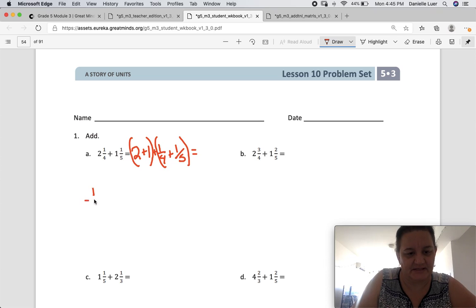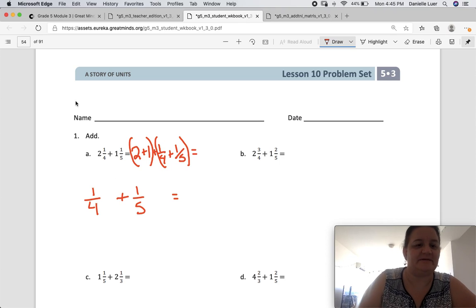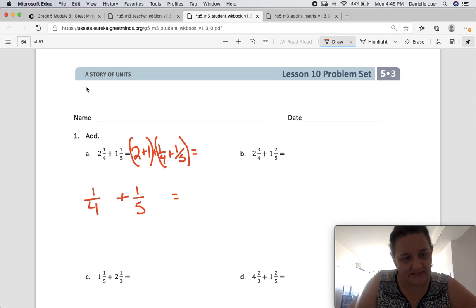fractions first. Now, 1/4 plus 1/5 equals, now I need to find my common denominator. So there are 2 ways I can do it. First of all, I can skip count 4, 8, 12, 16, 20, 24, 28, 32, okay, and I can go on and on and on.